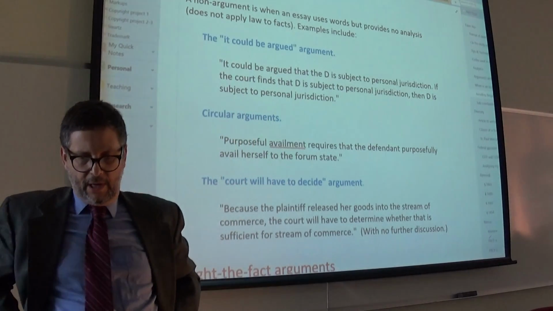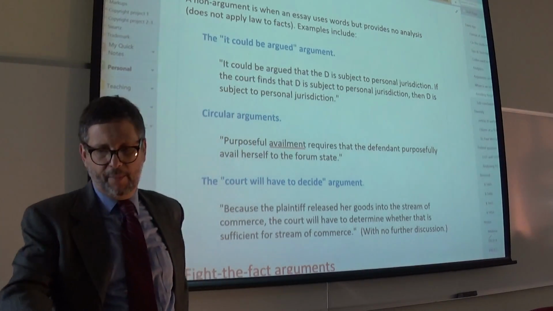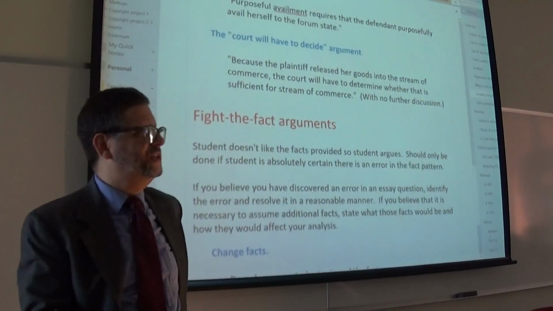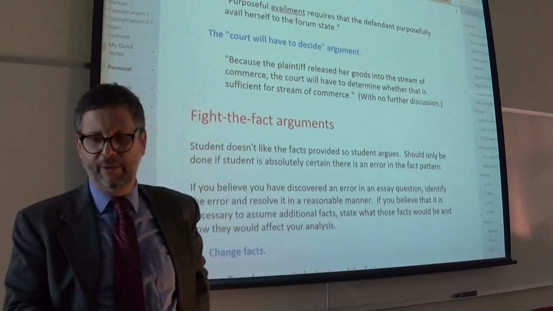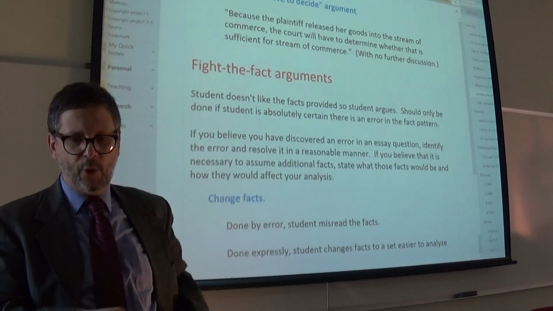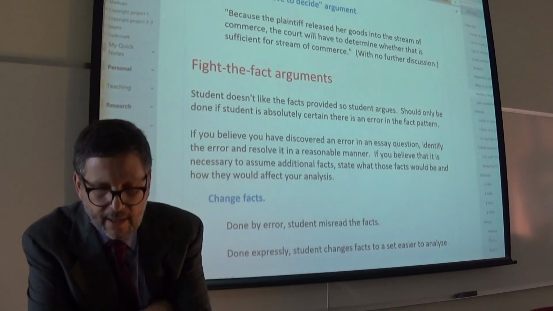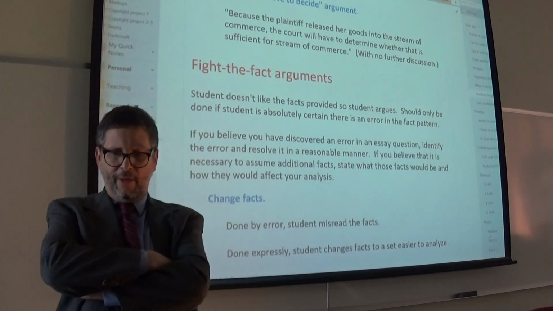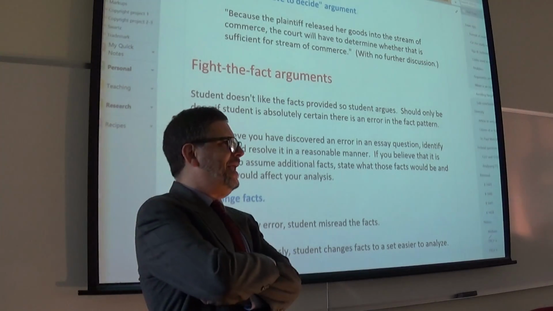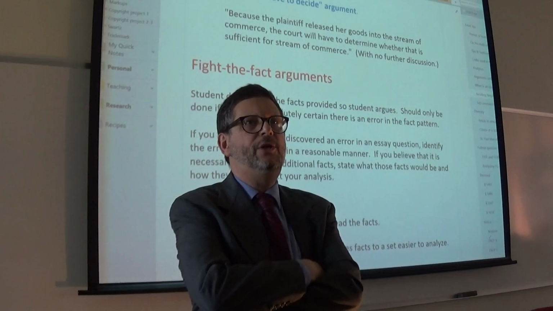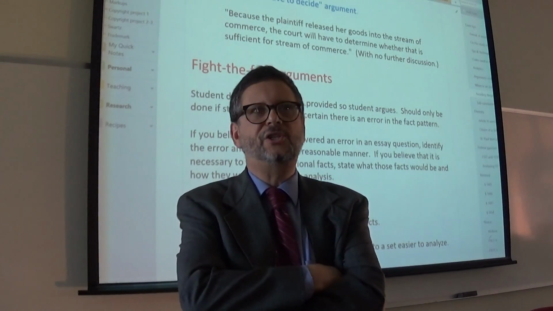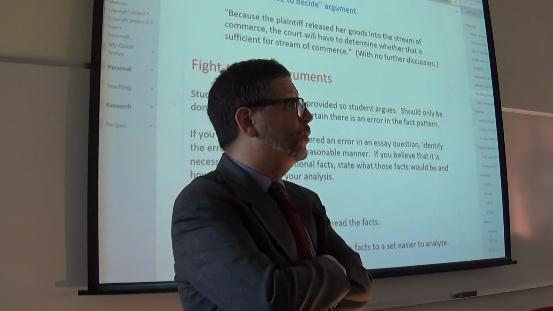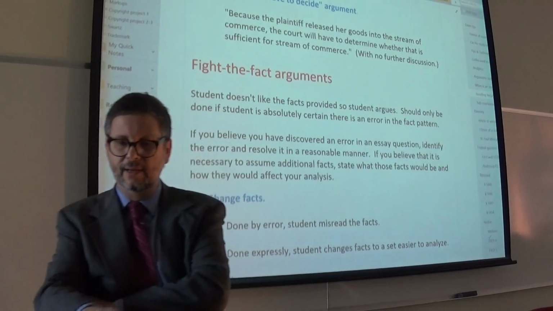Circular argument. Purposeful availment requires the defendant purposely avail herself to the forum state. Doesn't tell me much, does it? The court will have to decide. Because the plaintiff released her goods in the stream of commerce, the court will have to determine whether that is sufficient. Again, that's not an argument. That's just raising an issue. That's not issue, rule, analysis, conclusion. That's just issue without the rule, analysis, or conclusion, right?